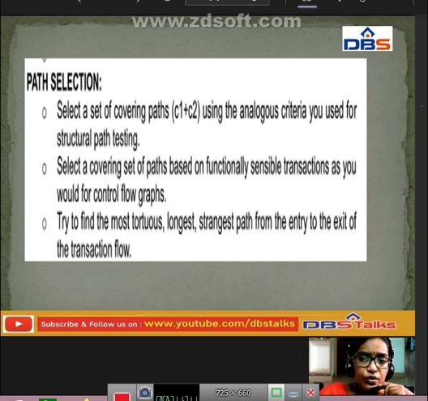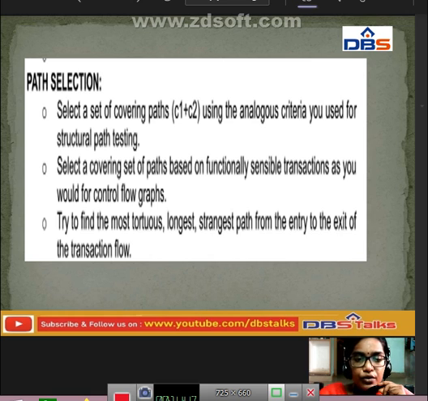Next, you are going to select a covering set of paths based on the functionally sensible transactions, as you would for the control flow graphs. Let us see. First of all, you have to select a covering set of paths based upon the functionally sensible transactions, as you would for the control flow graphs. Okay.